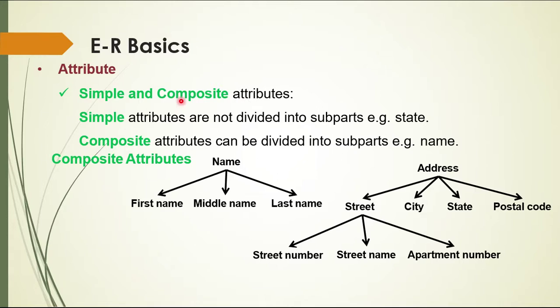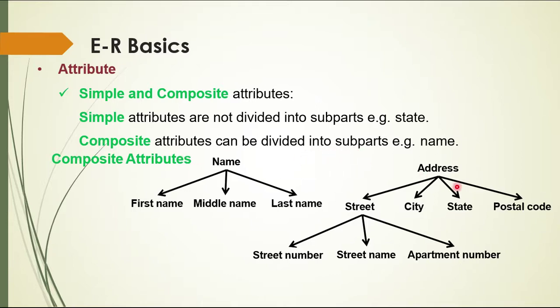Second is composite attributes. Composite attributes can be divided into subparts. For example, name. Name is further divided into three parts: first name, middle name, last name. For example, Heli Sanjay Bhai Mehta. So name is further divided into three parts. The attributes which are divided into subparts are known as composite attributes.